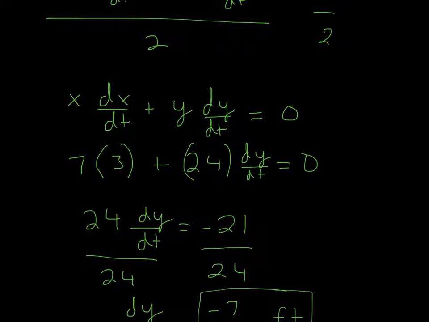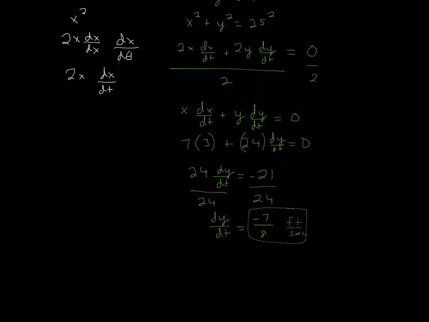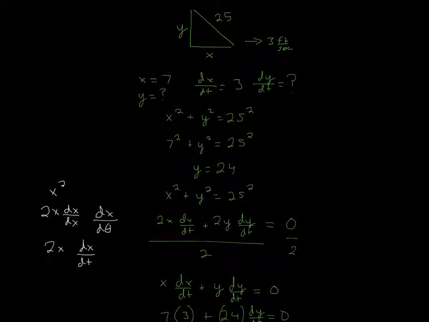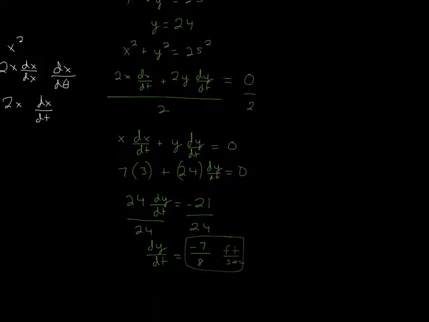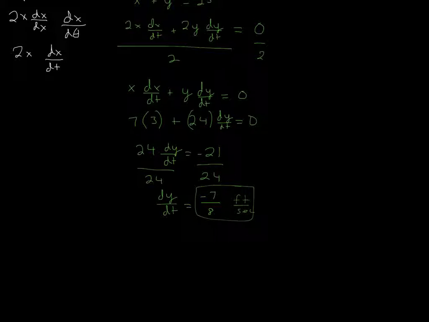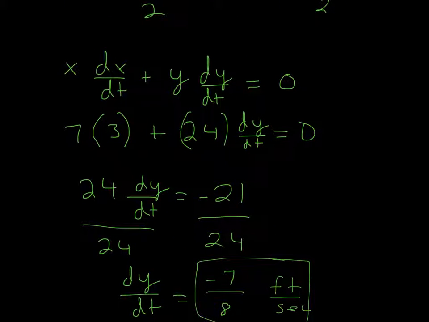Now this is the easy part. Now since we have our derivative, we can just plug in all the information we have. So we go back up here and we look, okay, so x is 7, dx/dt is 3. We said that y is 24, so I'm just going to plug in all those values. And what's good is that this is the only variable left. So then you just solve for it.